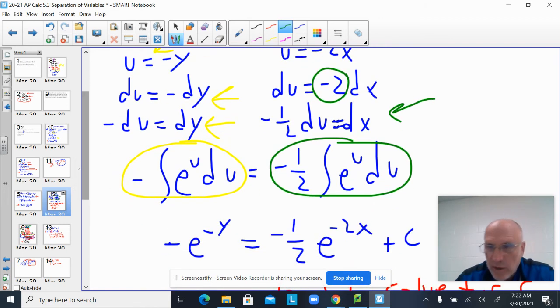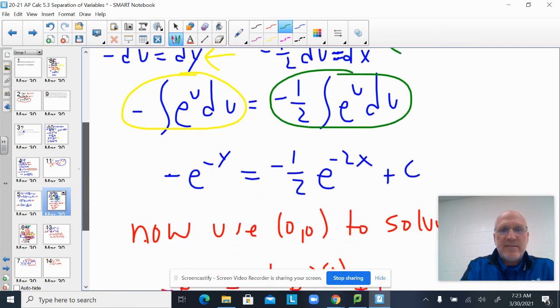And then you'll notice I, in both cases, replaced u with what u was. So on the left side, I have negative e to the negative y, and on the right side, I have negative 1/2 e to the negative 2x plus c. At this point, I have two things left to do. I need to figure out what c equals, and then I need to solve it for y. It's going to be easier to, right now, plug in 0 and 0, because that's the initial condition they gave, solve for c, and then go back and solve it for y.